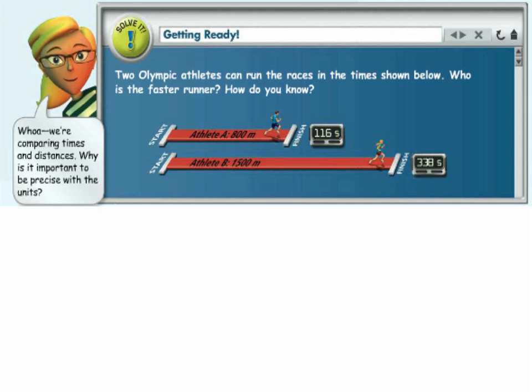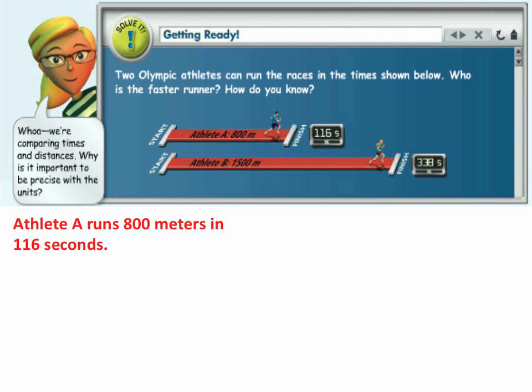So here we go. Two Olympic athletes can run the race in the time shown below. Who is the faster runner? How do you know? Athlete A runs 800 meters in 116 seconds. Athlete B runs 1,500 meters in 338 seconds. So if we can find out how far they go per second, then we can know who's going faster.